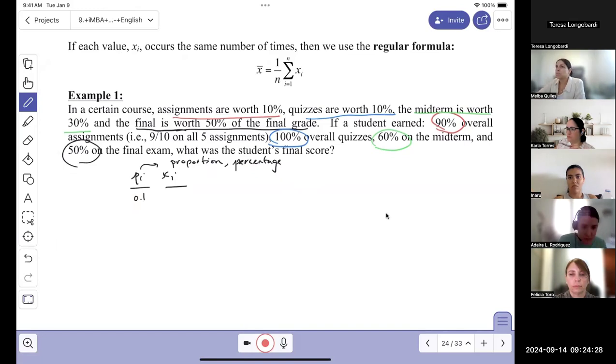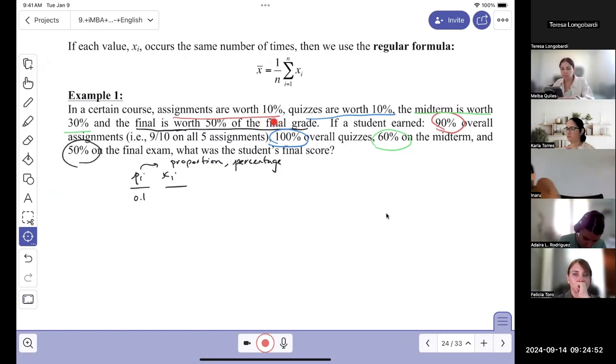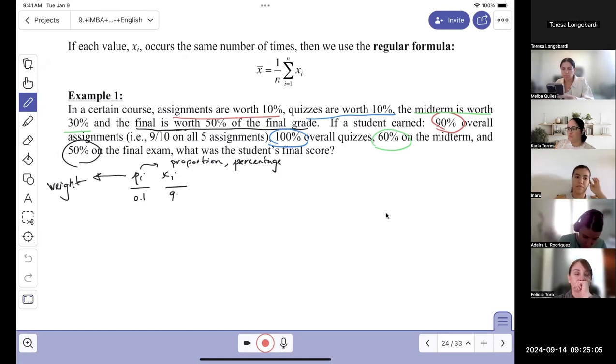I'll use decimals for assignments, and the student earned 90%. This can be confusing because there are a lot of symbols and numbers you have to group together. This has a percentage, but the grade also has a percentage. So what you can do is leave the decimal on the weight. This is the weight, the importance or the significance of the result. And you can put it without the percentage here.